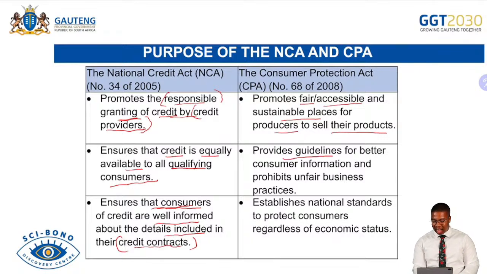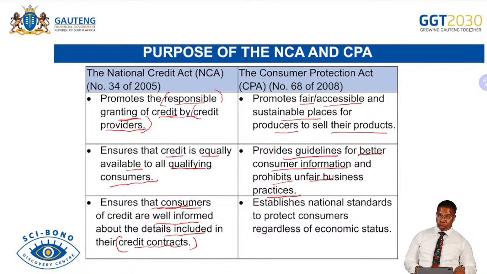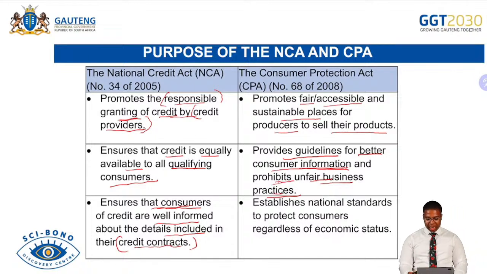And it also provides guidelines for better consumer information, and it prohibits unfair business practices. When one business does unfair business practices, that can be considered unfair to the other business and also unfair to the consumer. So hence it provides guidelines to ensure that there's better consumer information, and it prohibits unfair business practices. Furthermore, it establishes national standards to protect consumers regardless of their social or economic status. So that is why this act was developed.